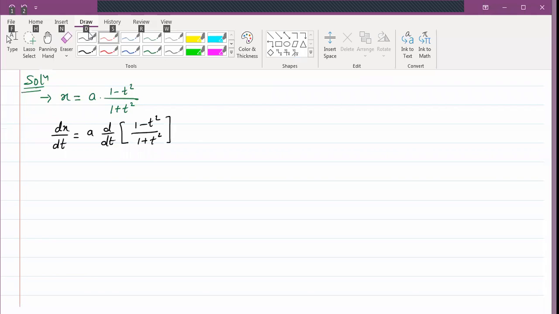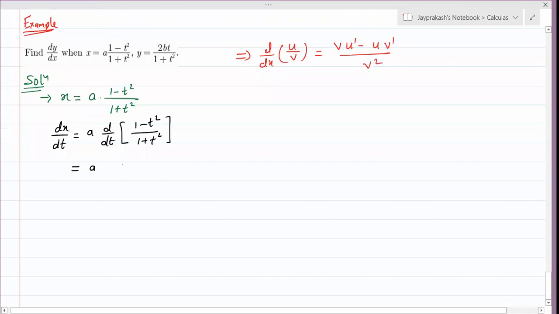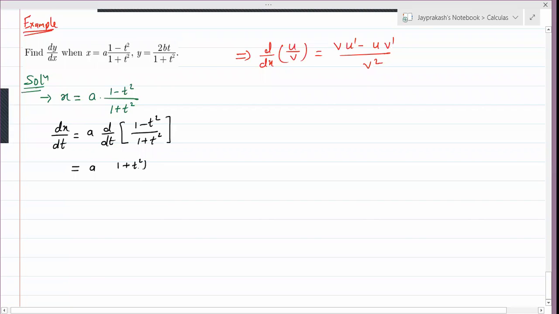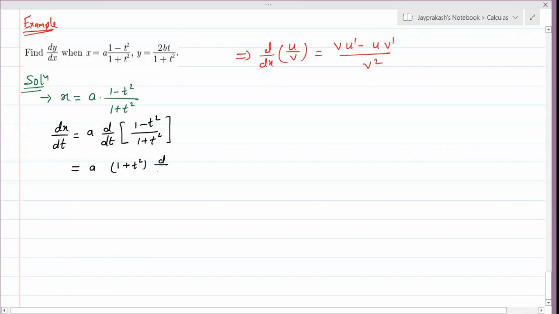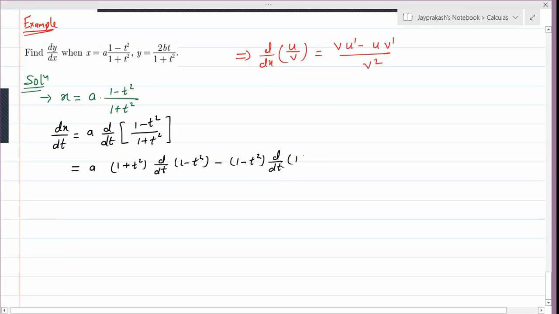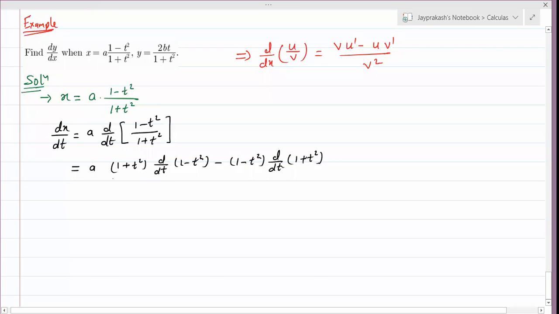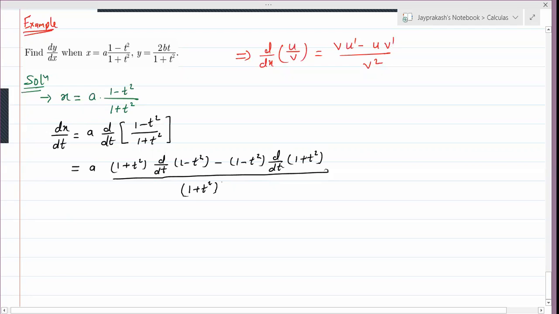Now start here differentiation. So a is as it is. Then we have to leave the denominator, that means 1 plus t square as it is. Then d by dt of 1 minus t square. Minus, leave the numerator, differentiate the denominator, 1 plus t square, and this whole upon (1 plus t square) whole square. That means the v square.